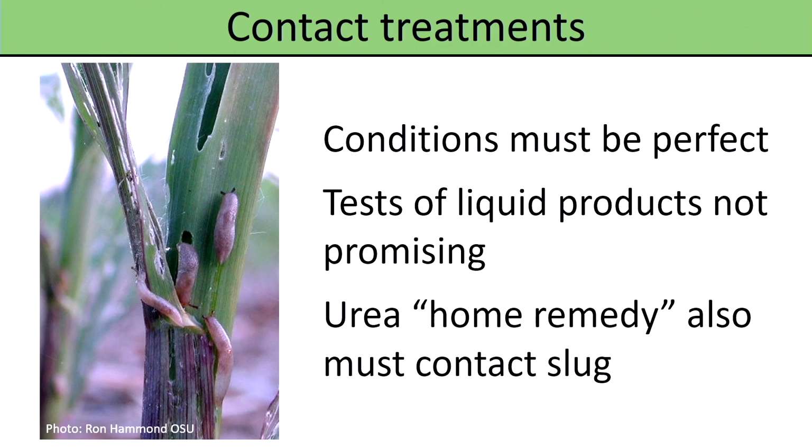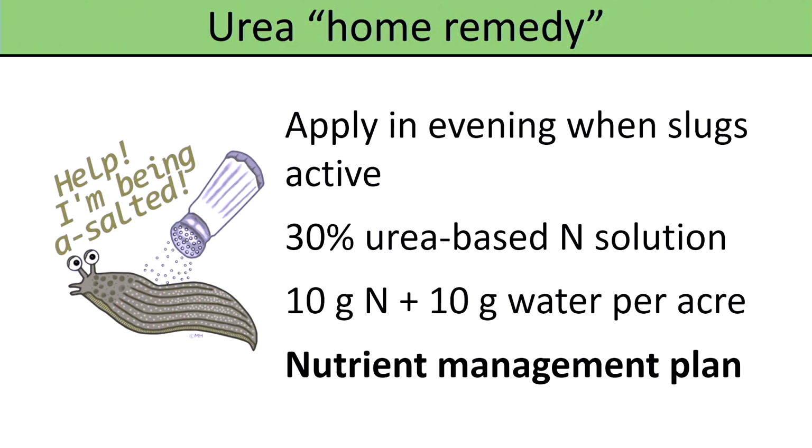And some of you might have heard that there's a urea home remedy, so you're using nitrogen to just burn them. Again, it's kind of like a salt. The same way that would work is by contact. So the conditions have to be absolutely perfect for the home remedy to work. So it has to be in the early evening to nighttime while the slugs are up on the plant. You would use a 30% urea-based nitrogen solution. You want 10 gallons of the nitrogen solution to 10 gallons of water, 20 gallons per acre, and it has to fit in your nutrient management plan.